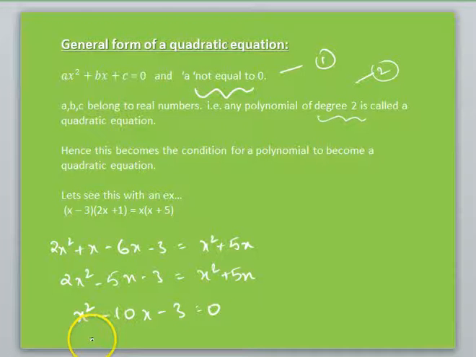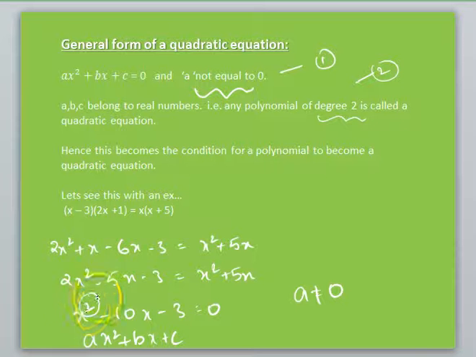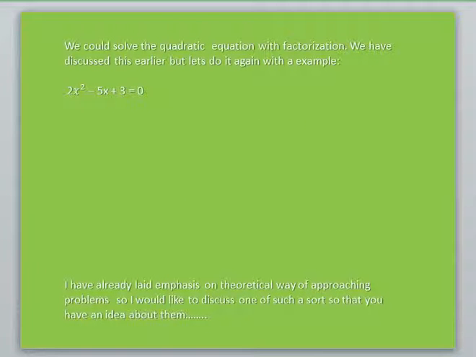So this is a second degree polynomial equation of the form ax squared plus bx plus c, a being 1, b being minus 10 and c being minus 3. So my a is not equal to 0 and the highest degree of the polynomial equation is 2. Hence it is a second degree polynomial equation. Both my conditions are satisfied here and hence this is a quadratic equation.